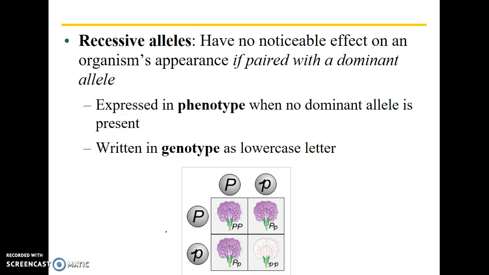So if we only have the presence of recessive alleles, say this gamete has the recessive allele here, and it pairs up with a gamete that also has that recessive allele, you'll notice we have this white flowered pea plant here. That would be the result of two recessive alleles coming together. But if a recessive allele is paired with a dominant allele, that dominant allele is always going to mask the effect of the recessive. So you'll get a purple flowered plant instead of a white flowered plant. And of course, these are written in the genotype as a lowercase letter.